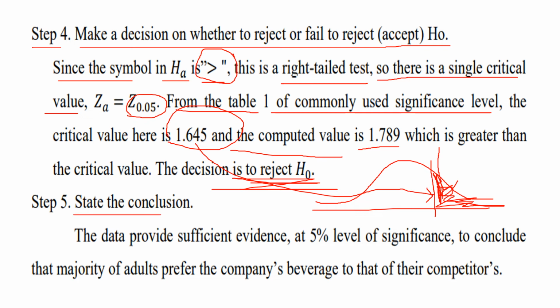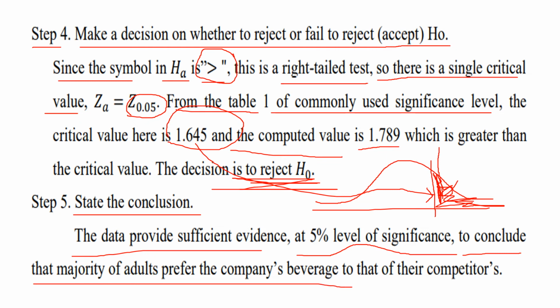So state the conclusion. The data provide sufficient evidence at 0.05 or 5% level of significance to conclude that the majority of adults prefer the company's beverage to that of their competitors, because your P now is greater than the given value, because we really need to accept your alternative.